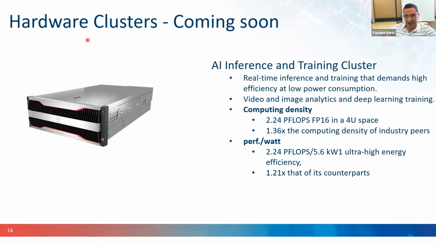Coming soon is a hardware cluster that also supports a lot of concurrent users at the same time. This is for real-time inference and training that demands high efficiency at low power consumption. And this is a particular cluster. It's composed of 4 of these ultra high performance servers, and it is based on ARM architecture.